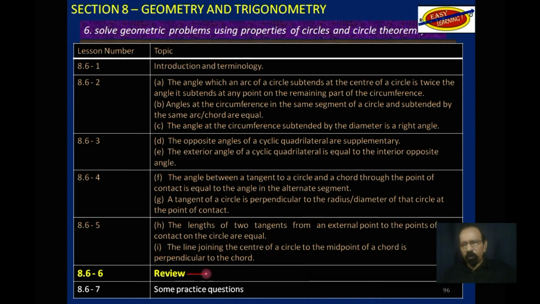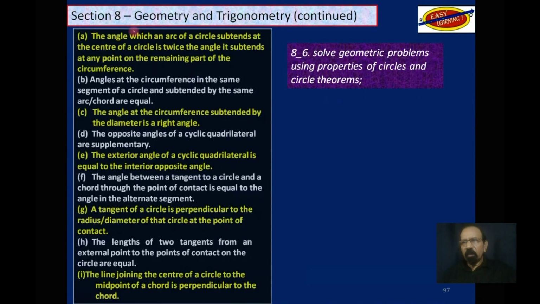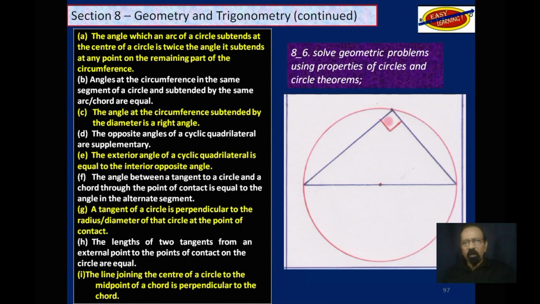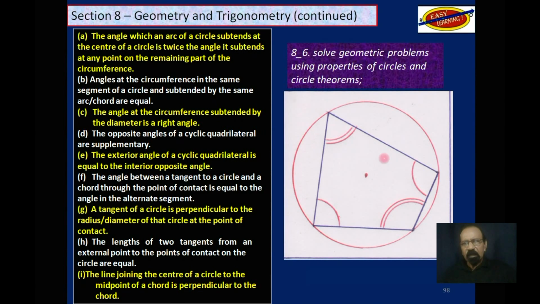Now let's review briefly. There are the 9 theorems again. If you look at this, what does this apply to? Something about a diameter and a right angle at the circumference, which is this one. Let's look at this. Something about a cyclic quadrilateral and opposite angles being supplementary. Now this doesn't mean equal.